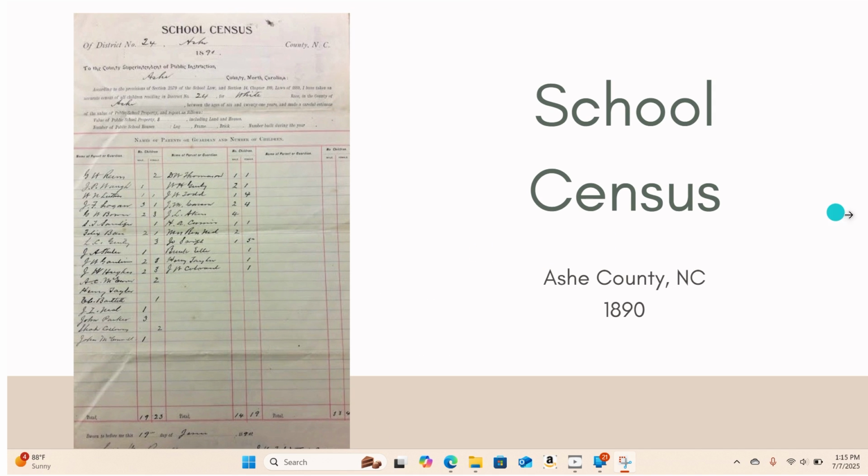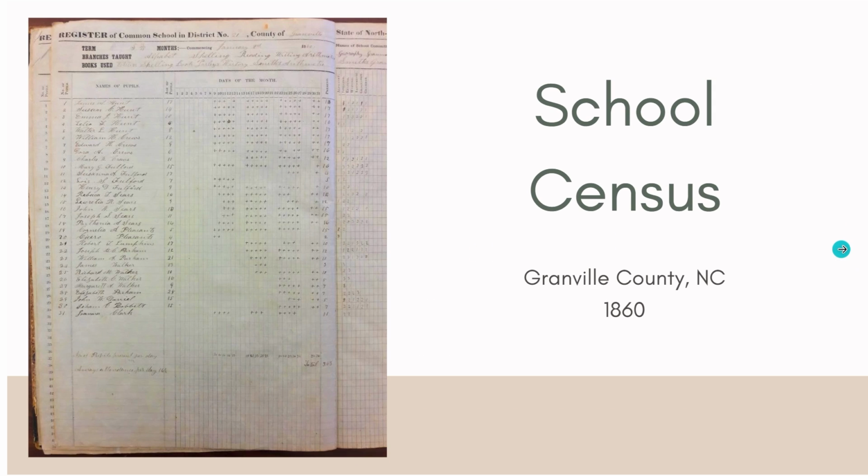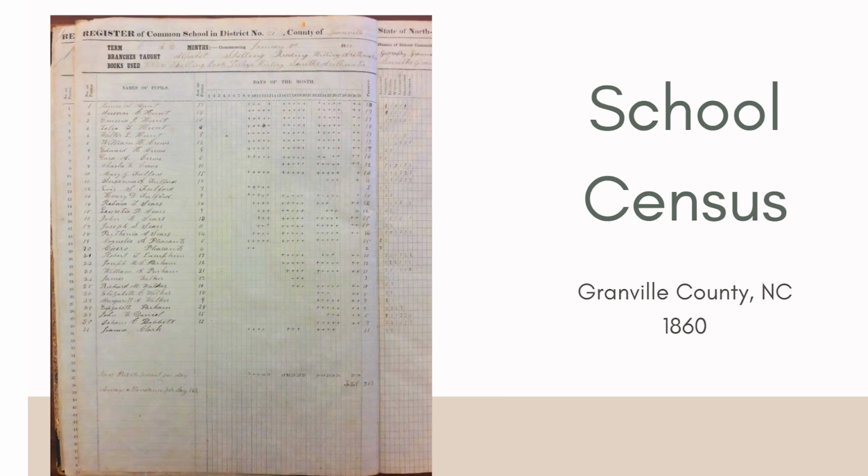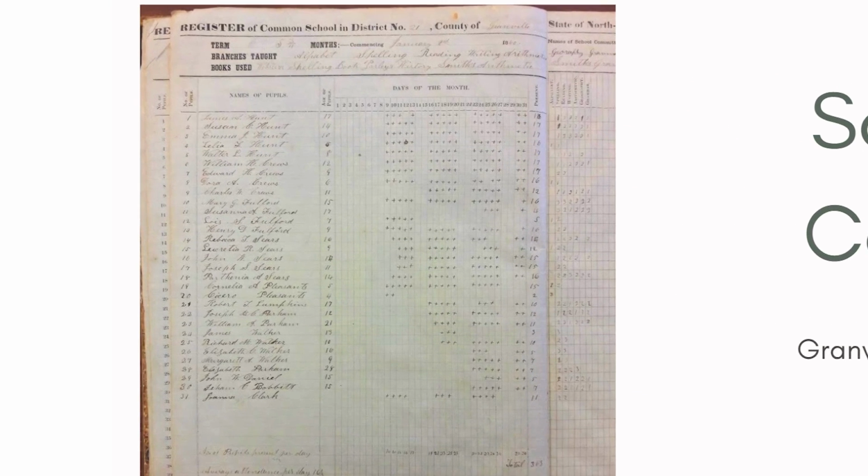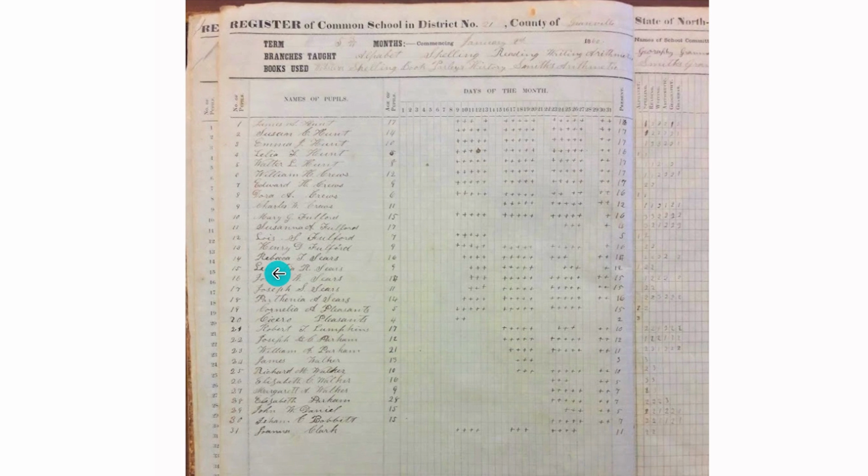Now, I have some other examples as well. And this is actually an even earlier one. This is out of Granville County, North Carolina. This is in the year 1860. And what we have here, it's a ledger. You can kind of see here, it's got that nice little spine there. This is a ledger. And so on the left side, we have the names of the pupils.